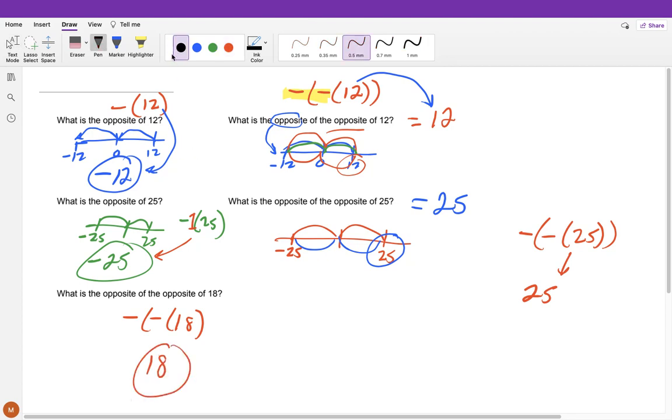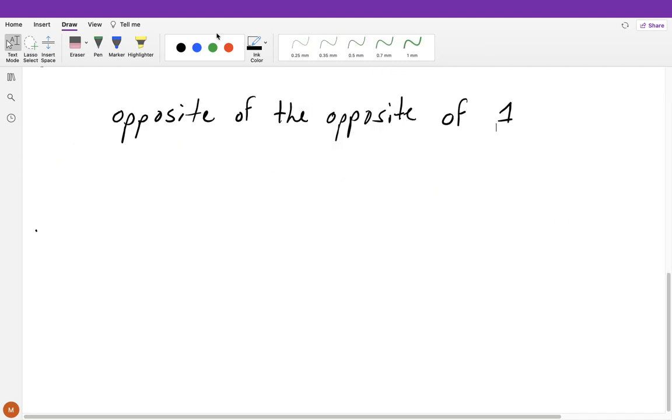All right, so we talked about this in a few different ways, and let me just go through a few problems with you now. The first one, I just want to go over the opposite of 1. So we know that these are going to cancel each other out, and it's just going to give us 1 as our answer, but let's show it algebraically. So now we have the opposite of 1.